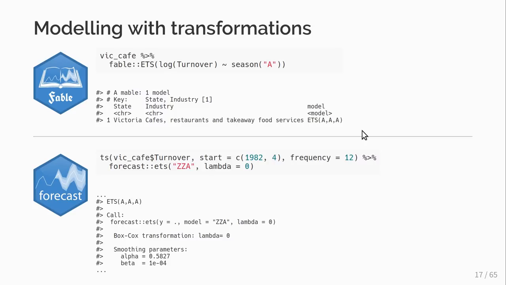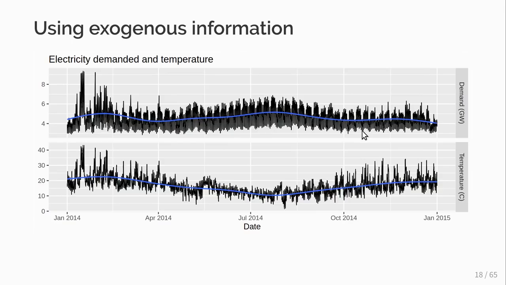We'll talk about fable objects later, but you'll notice that this is a mable object, which is a model table. So it comes back, because there's only one series here, with a one-line table. Later we'll show you examples where there's lots of series and we'll come back with lots of different models for all the different series. Yeah, spoilers.